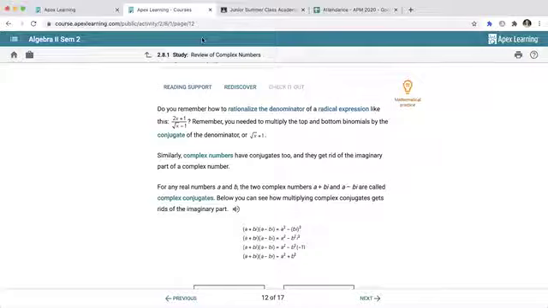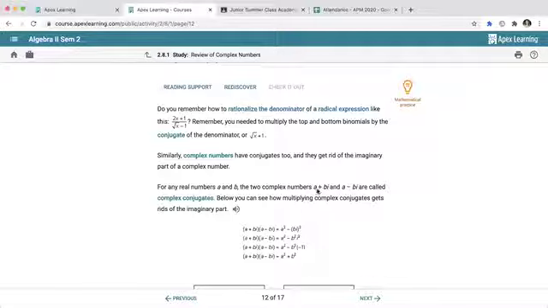Because we're going to deal with the complex conjugates of our complex numbers here. Just as if we had the square root of x minus 1, we would have to multiply the numerator and denominator by this factor of the square root of x plus 1. So we're going to do the same thing here for our complex numbers.